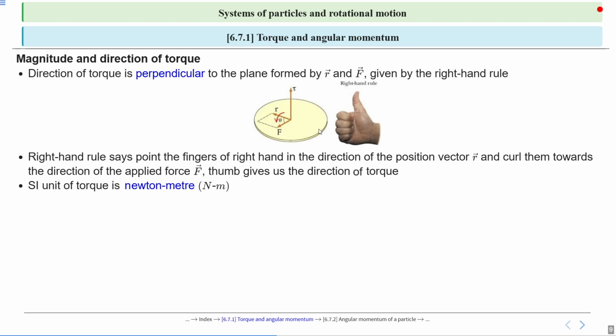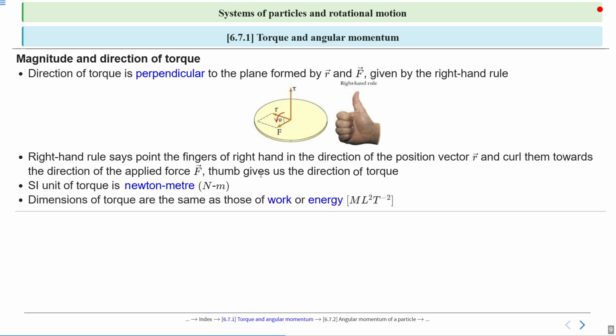The SI unit of torque is Newton meter. We can simply calculate this. Tau equal to R cross F. R is the position vector, so its unit is meter, and F is the force, whose unit is Newton. So the combination R cross F is Newton meter. And the dimensions of torque are the same as work and energy, that is ML squared T raised to the power minus 2.